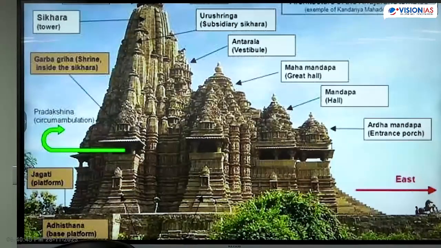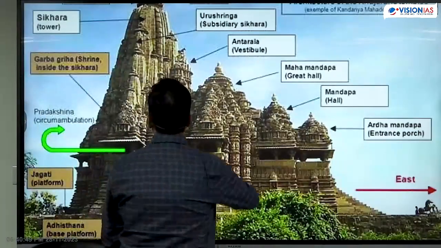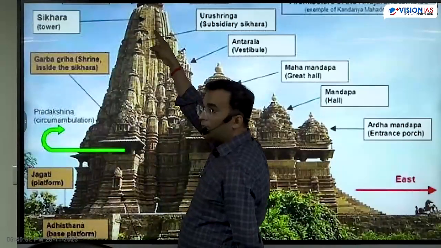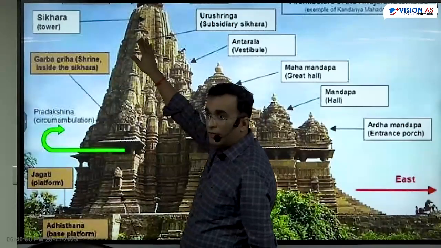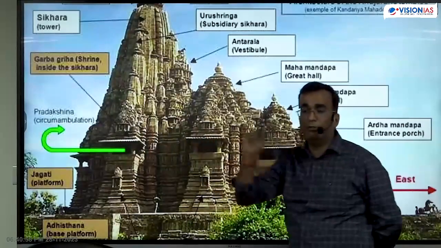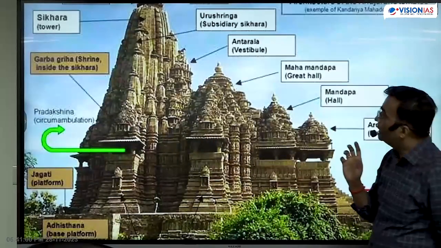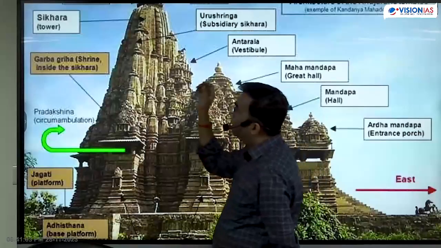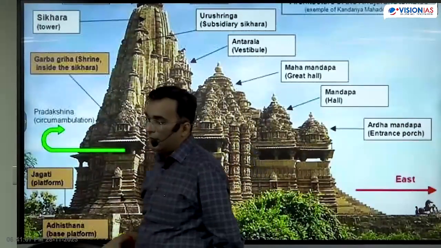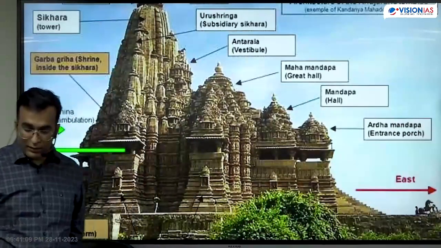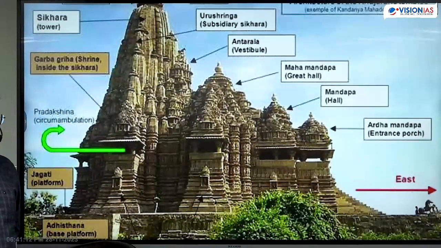Urushring you have not written, but I need to explain it over here. As you can see, this is the main shikhar, and on the main shikhar many small shikhars are falling on it. These falling shikhars we call Urushring. Then apart from it, what else is there? Rest of the things you know, Pradakshinapath, Jagati and other things, like Antarala. Antarala is generally a feature of South Indian temples, but in some of the North Indian temples also Antarala is created.